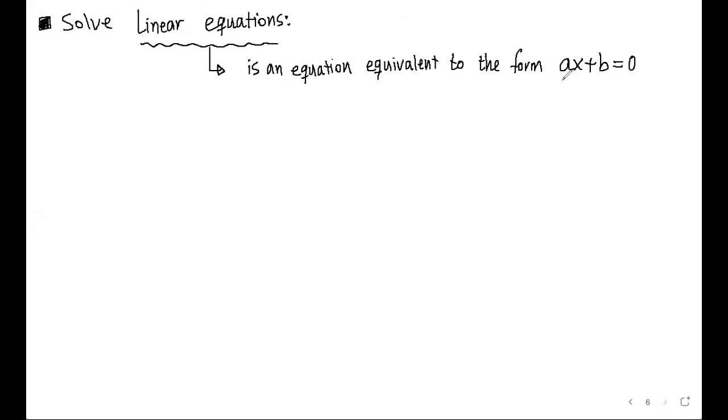Here a and b are both real numbers. Let me specify, this means a and b are real numbers, and the x here is a variable.